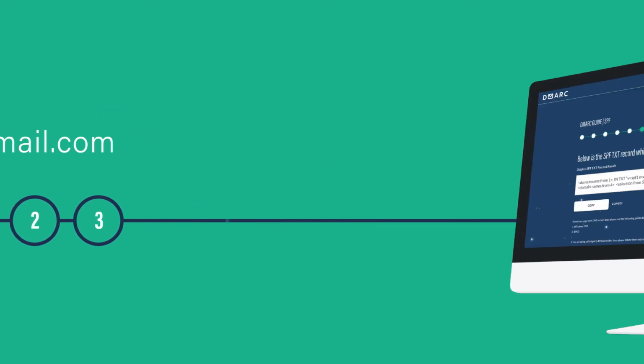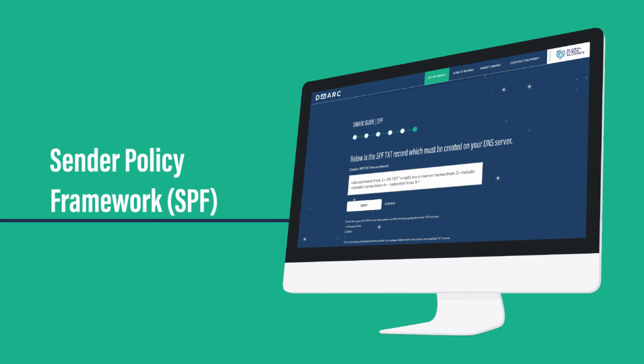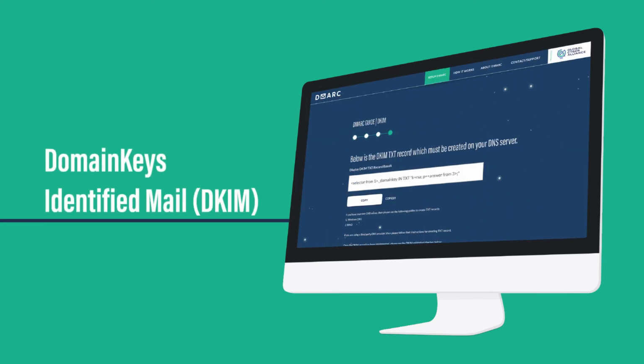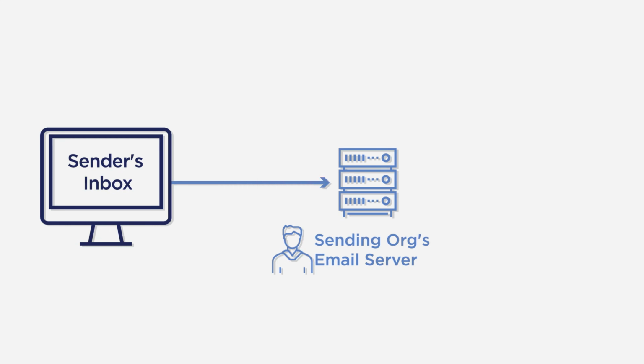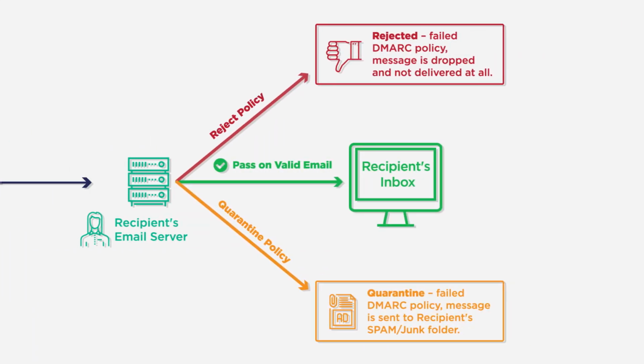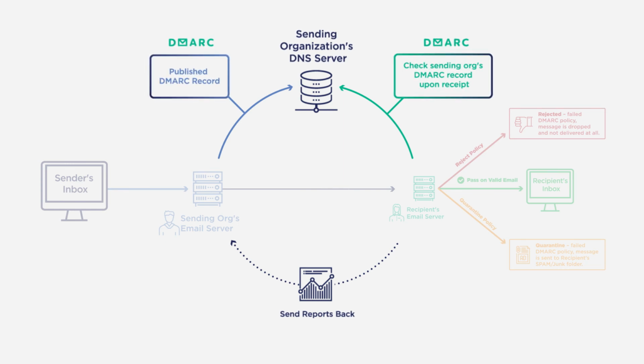In the process, you'll be able to configure additional authentication records using Sender Policy Framework, SPF, and Domainkeys Identified Mail, DKIM. Once complete, your outbound messages will be easily validated by recipient servers, and you'll more effectively determine the authenticity of inbound email.